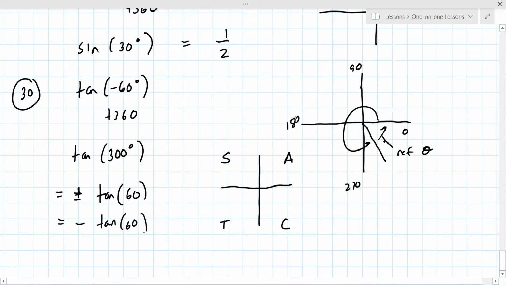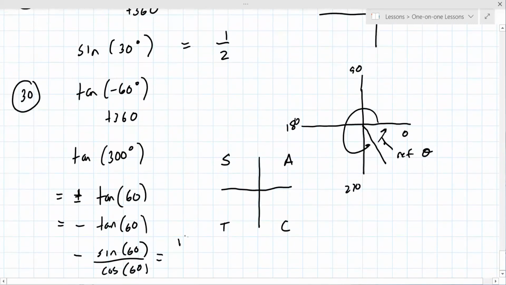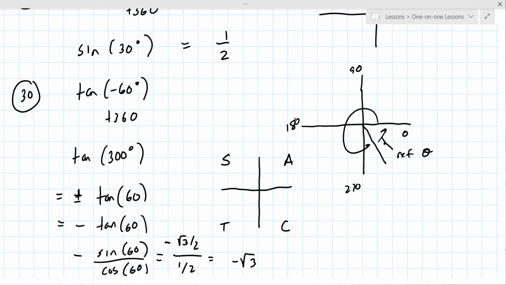That's why it goes back to, do you know your first quadrant values? Because this is sine 60 over cosine 60. Sine 60 is square root 3 over 2. Cosine 60 is 1/2. So this becomes negative square root of 3. But there's a lot that went into that.